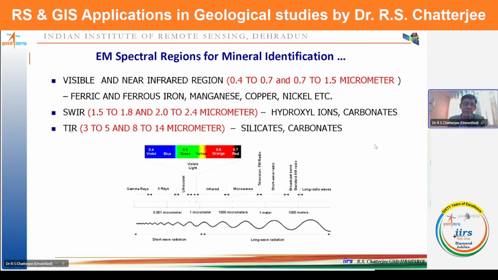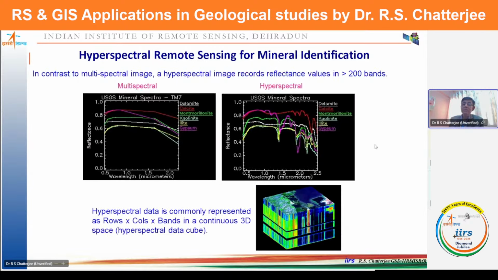Now the thermal infrared region, like 3 to 5 and 8 to 14 micrometer. These are good for silicates and carbonates. Okay, so different regions for different minerals. But what is important is that the mineral absorption peak is not very wide, and multispectral bands are wide bands. So absorption peaks are very narrow, but multispectral bands are very wide, so they cannot detect this absorption peak.